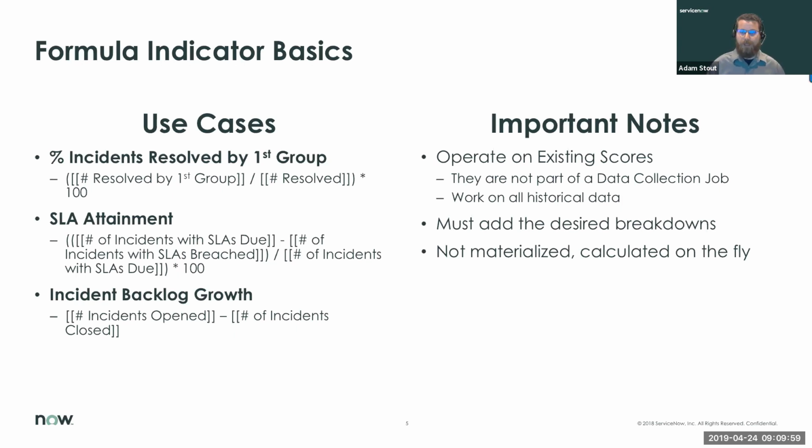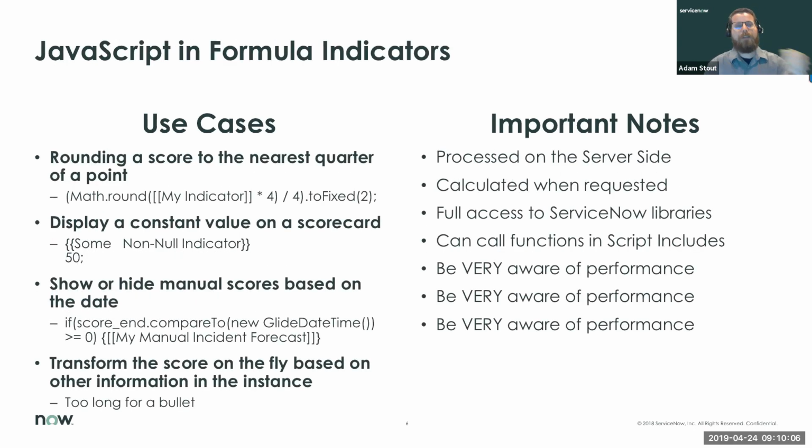And formula indicators are not materialized. They are calculated on the fly, right? They are not stored in a table somewhere. This is done when you call it. Why that matters when we get into JavaScript and formula indicators: you can run any JavaScript that you want in a formula as well.